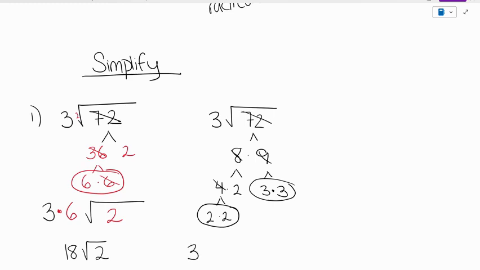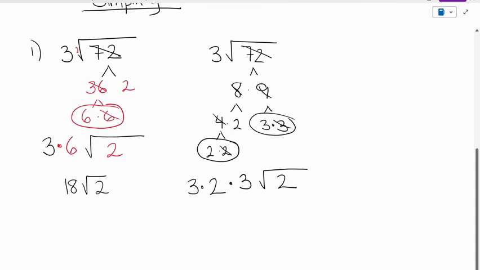Now, everything you circled is going to get put on the outside one time. So I circled one pair of 2s, so one 2 is going on the outside. I circled one pair of 3s, so one 3 is going on the outside. And what is left on the inside? A 2. So 3 times 2 is 6, times 3 is 18 root 2. We got the same answer both ways.